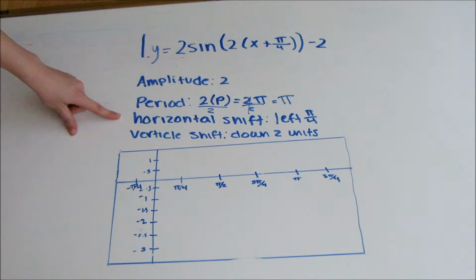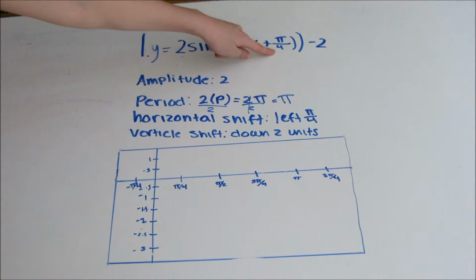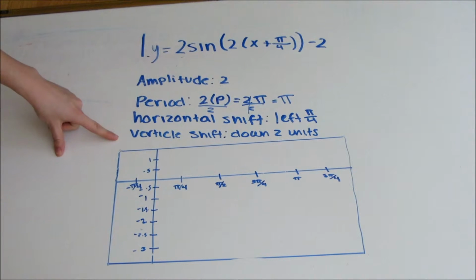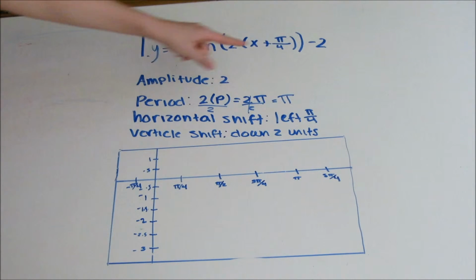The horizontal shift will go left pi over 4, because that is the value of d. Our vertical shift will go down 2 units, because that is the value of c.